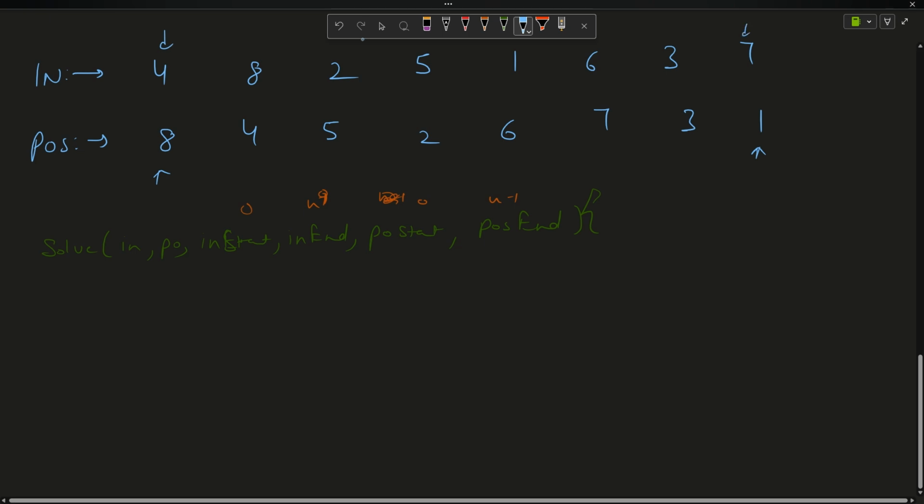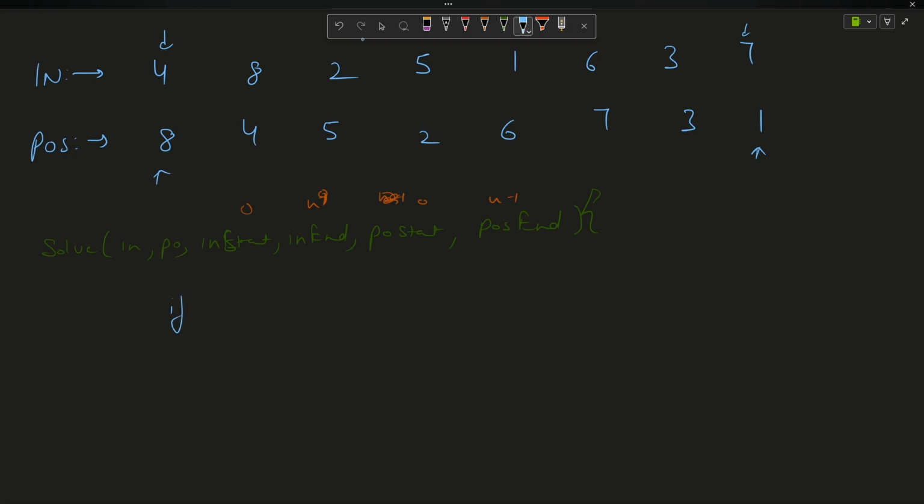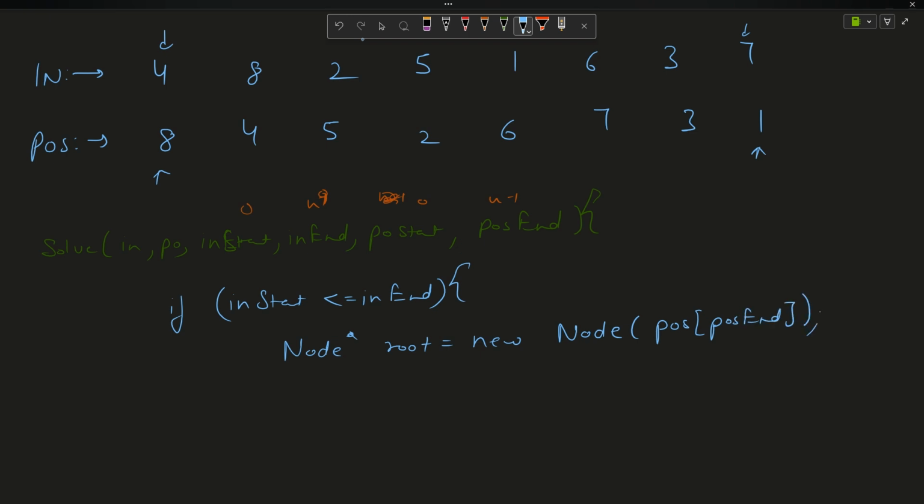What will I say? I will say that if my in start is less than or equal to in end, per se, if there is only one value also, right? Less than or equal to, in start is less than or equal to in end. In that case, what will I do? I will first take my node star, let us call it root, and it will become a new node. What will be the value of the new node? That will be the post array, and you can see this is my post end. So I will say post array, post end. No problem, guys.